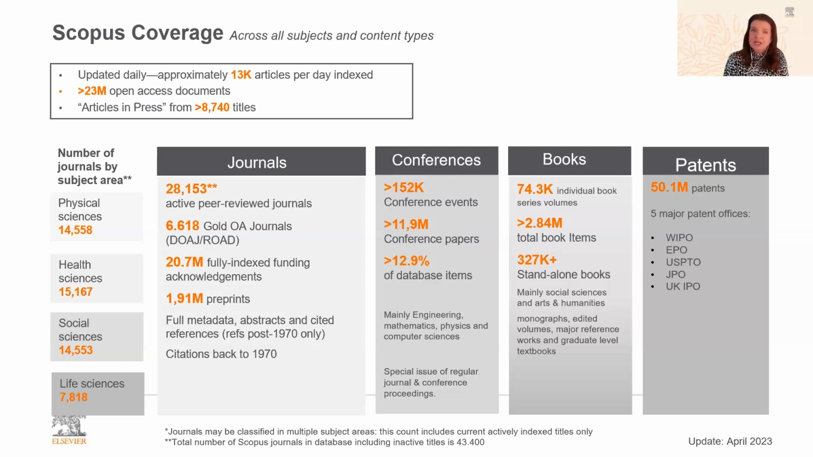We also cover books. We have more than 74,000 individual book series volumes indexed in Scopus, I should say. And we have more than 327,000 standalone books. The standalone books cover all areas. However, probably the most traditional areas for books are the social sciences and the arts and humanities. About 52% of the content is coming from those areas. We also cover patents, so more than 50 million patents from the 5 major patent offices. Now, this is what you find in Scopus.